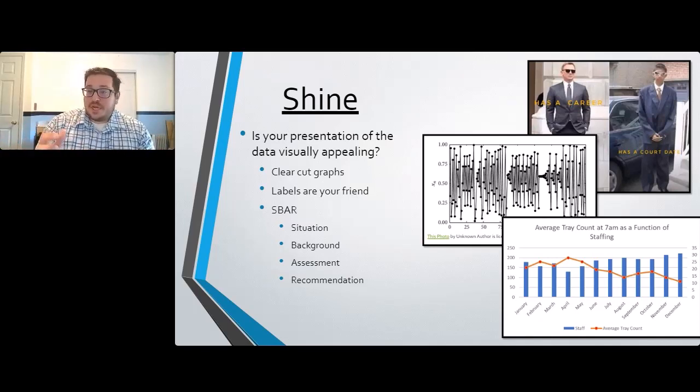Another way to kind of shine up your data or make it into a digestible format is through an SBAR. It's a reporting tool that comes from the U.S. Navy, and that's situation, background, assessment, and recommendation. It's a great format, especially for communicating with executive leadership, the C-suite, and people that may just want the information, not the time.